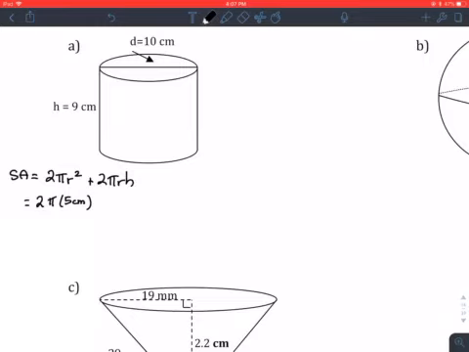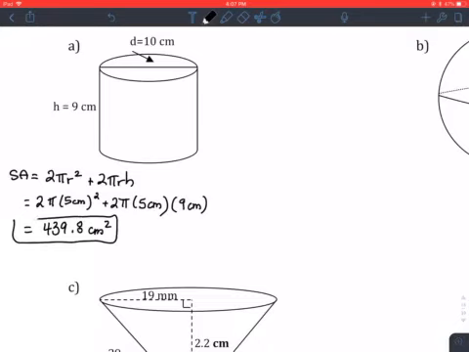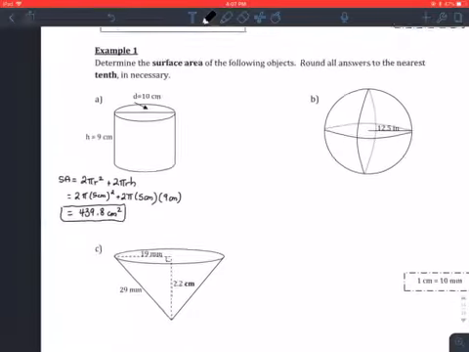So 5 centimeters squared plus 2 pi times the radius, which is 5. And the height of this cylinder is 9 centimeters. All of the dimensions have been put into our formula. We can go ahead, grab our calculators, and evaluate. When I do all of that, I should get as my final answer 439.8 centimeters squared, rounded to the nearest tenth. So there's our final answer.